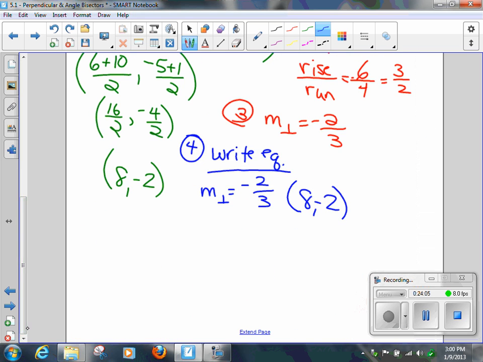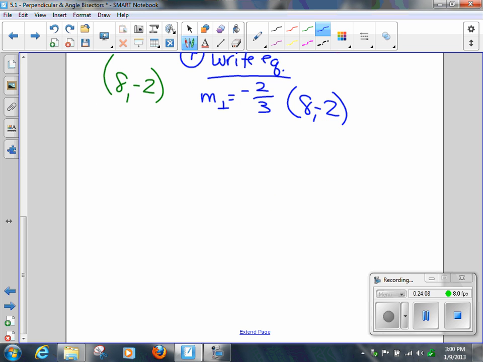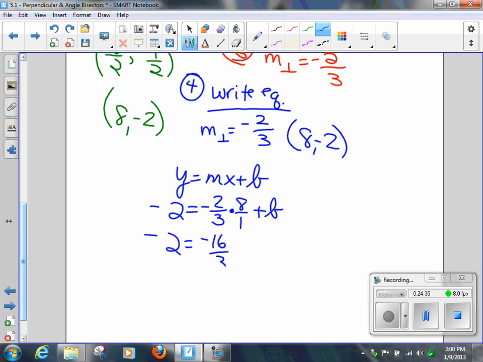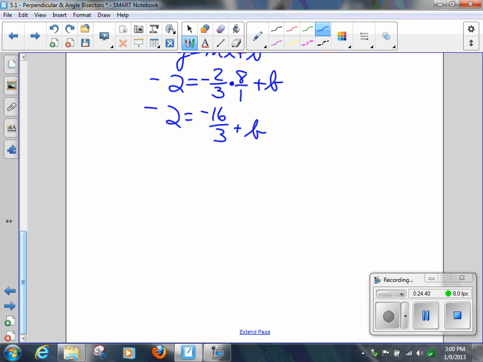And folks, we did this first semester, and I think we did this pretty well. I like to use y equals mx plus b because that's really the only one I need to know. What is my y value? -2. What's my m? -2/3. What's my x value? 8, plus b. -2 is equal to -16/3 plus b. Now we've got to do a little bit of work. We're going to add 16/3 to both sides.